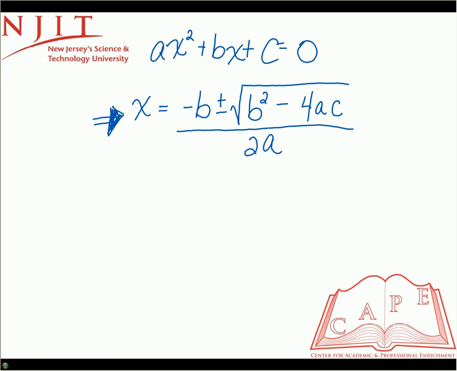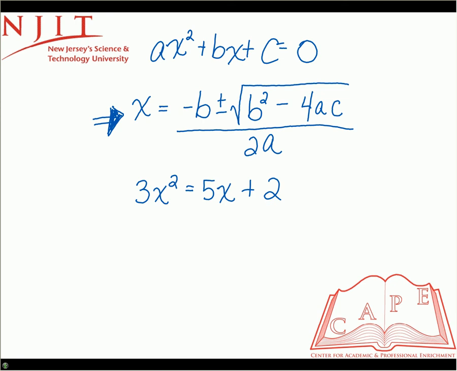Okay, so let's go into an example. Say you had an example written as such: 3x squared is equal to 5x plus 2. As you can see, it's not in the standard form that we need that's at the top of the screen, so we need to make it as such.